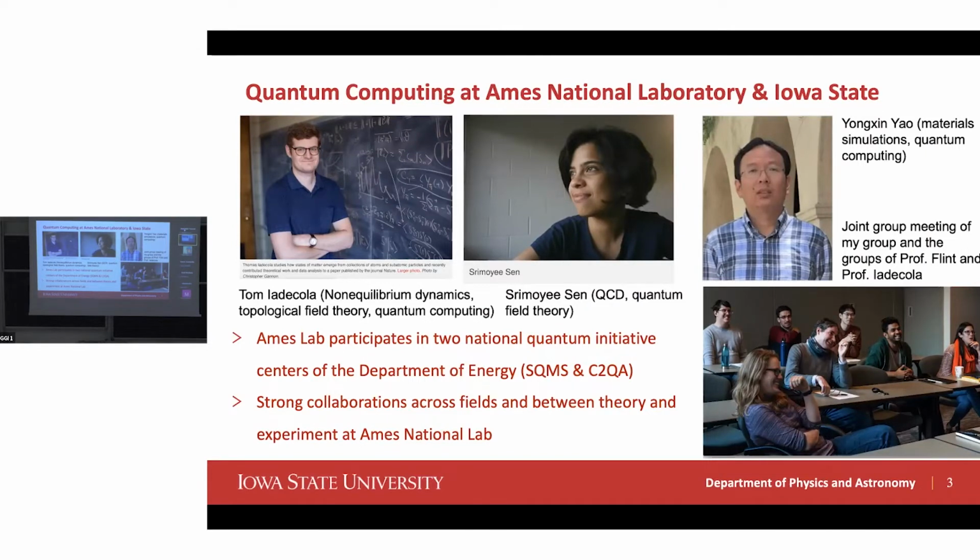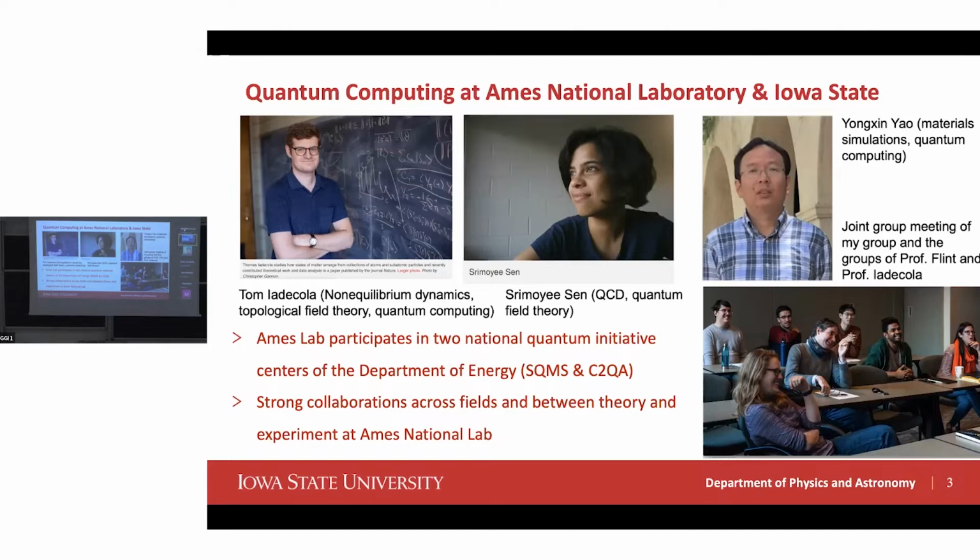There's Tom Iadecola, who's my colleague, who's also part of SQMS. He is an assistant professor, and he's an expert in non-equilibrium dynamics, topological field theory, and quantum computing. He has a recent Nature paper with a Chinese group, from the press release, so you should check it out, on Floquet systems realized with quantum computing.